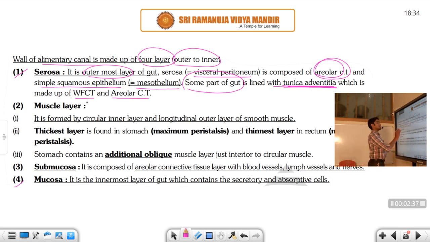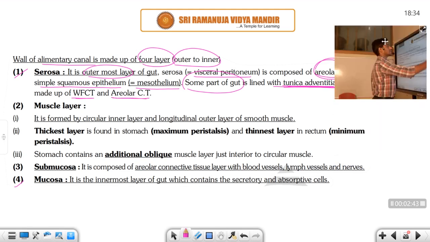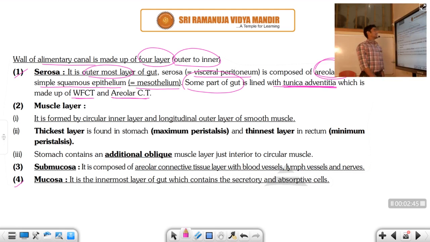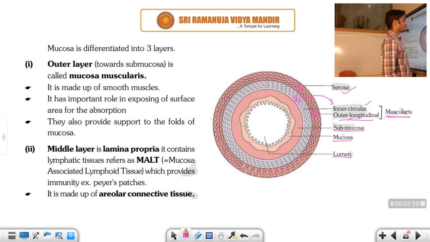It is made up of white fibrous connective tissue and areolar connective tissue. So, student, what you understand from this simply is that it is the outermost layer of the gut, right? It is also called the visceral peritoneum. Let us talk about the second layer, which is called the muscular layer. The serosa part we have completed now.